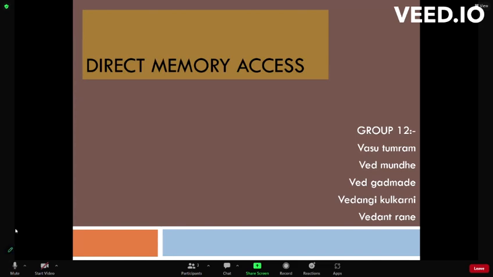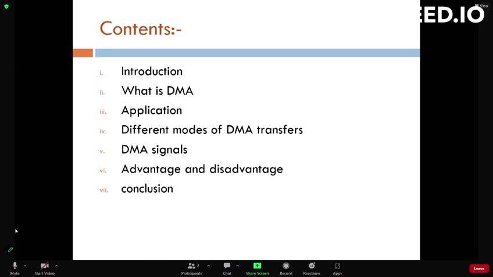We are group S-12 and our topic is direct memory access. In this presentation, we are going to see the following topics: introduction, what is DMA, the applications of it, different modes of DMA transfers, DMA signals, advantages, disadvantages, and lastly the conclusion.